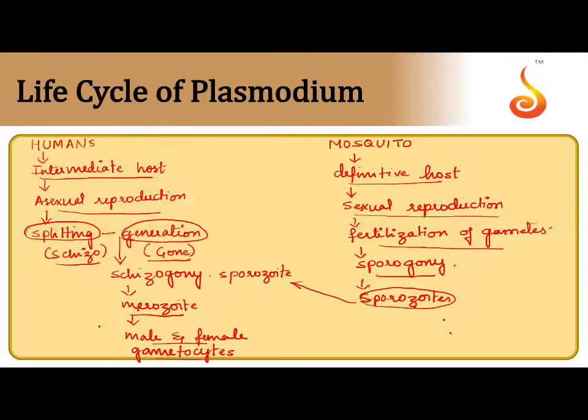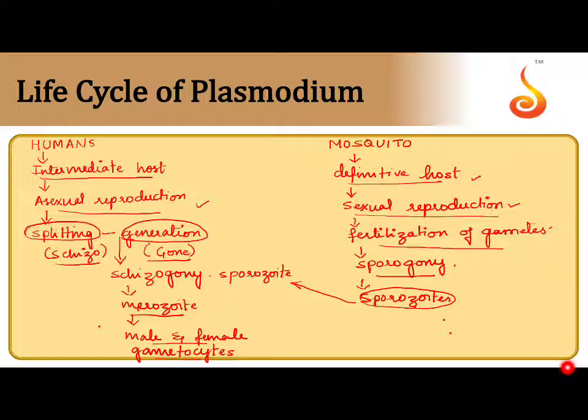Now, the entire flow chart of understanding the Plasmodium life cycle goes like this. As I told, they require two hosts. One is human, the other is mosquito, to complete its life cycle. Human is called the intermediate host, in which asexual reproduction is seen, while mosquito is called the definitive host, where you can see sexual reproduction.